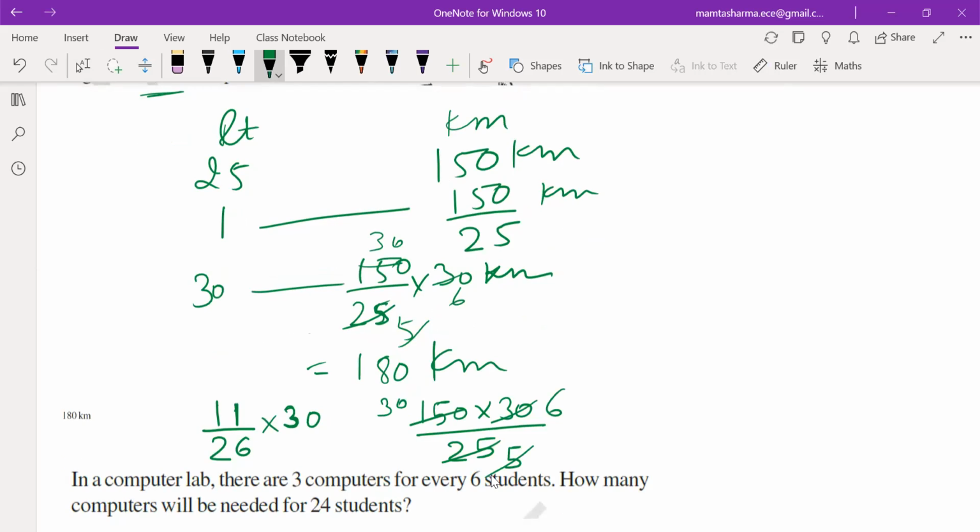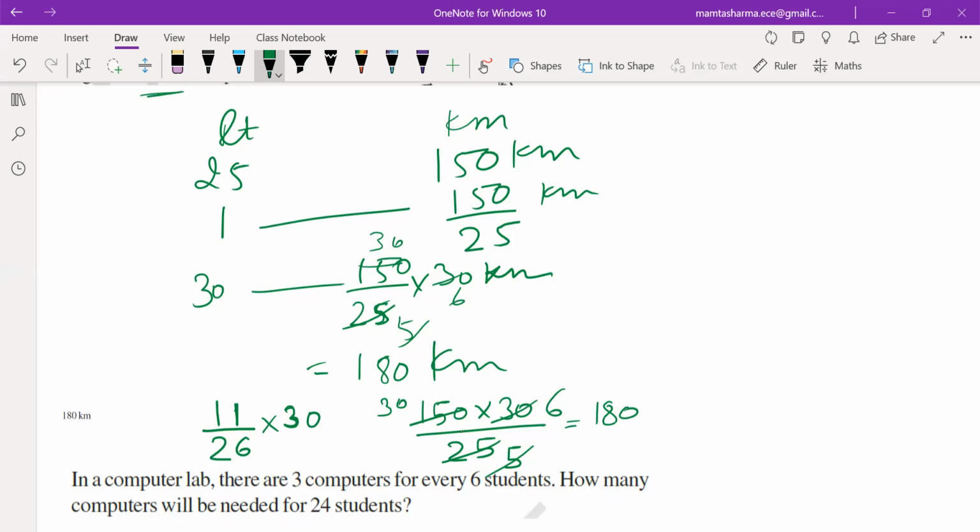You can't cancel the multiplication term. You can cancel only the division term. Okay, ma'am. And then 30 into 6. Yes, 30 into 6 would be 180. Ma'am, we can directly cancel 25 ones are and 25 six are. Yes, 25 sixes are 150 and 6 into 30 would be 180.